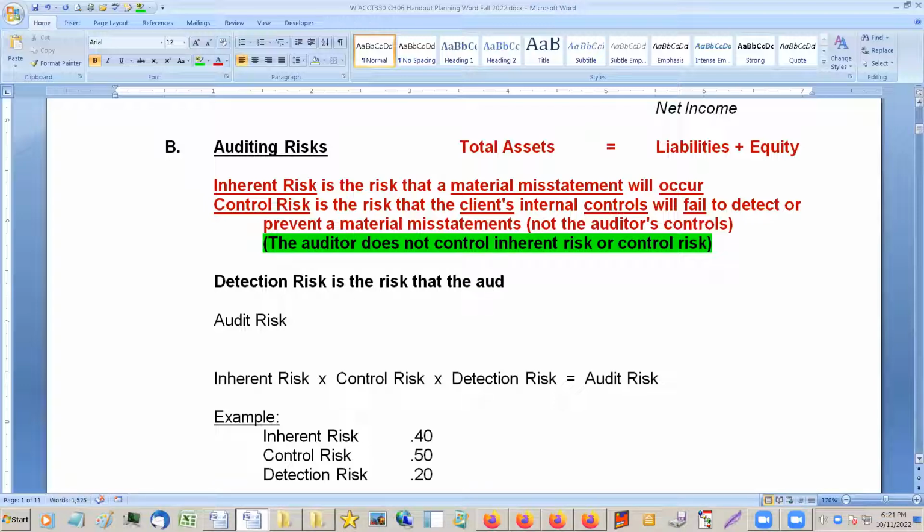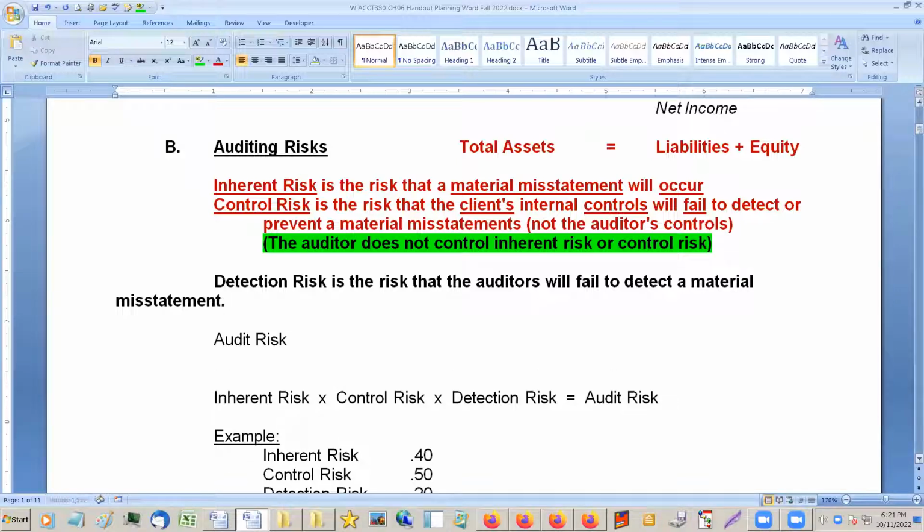Okay, detection risk is the risk that the auditors will fail to detect a material misstatement. So detection risk is the risk that the auditor fails to detect. This is the one that we have control over. Detection risk, this is where auditors come in.